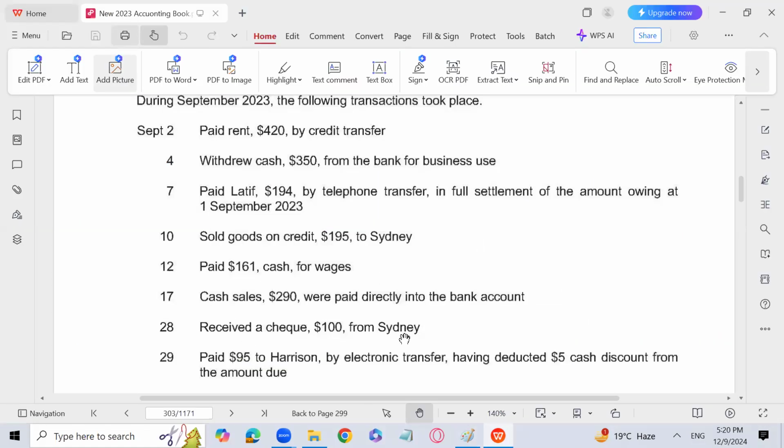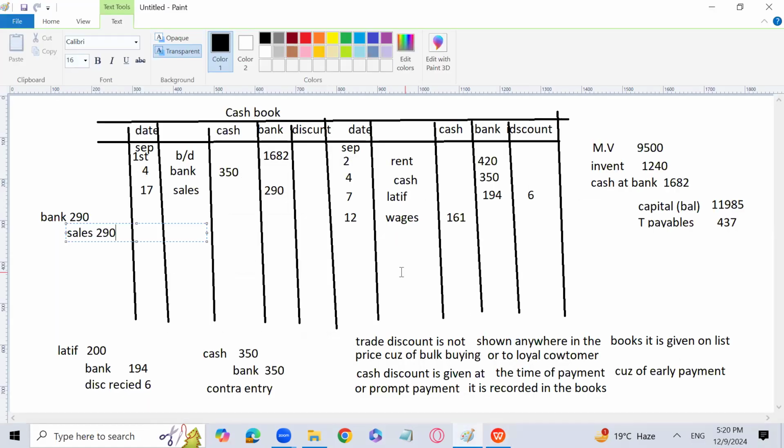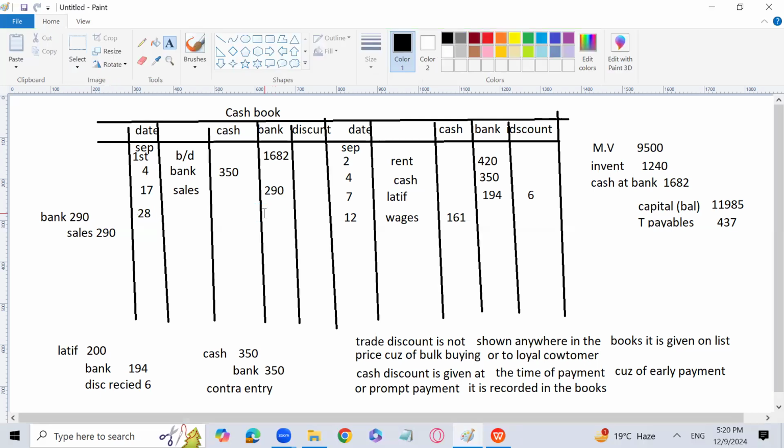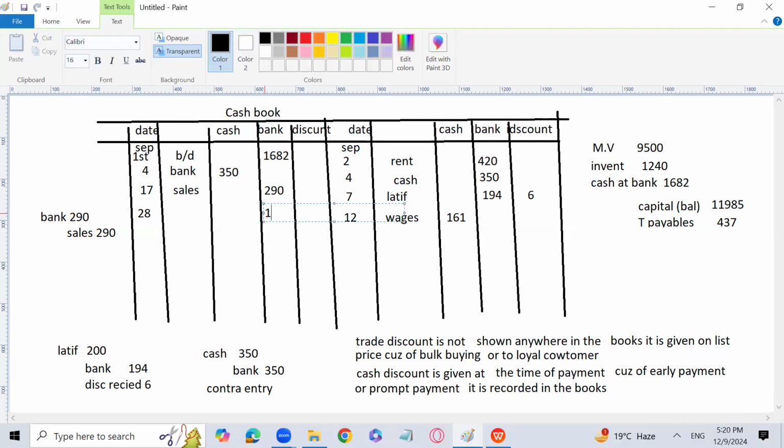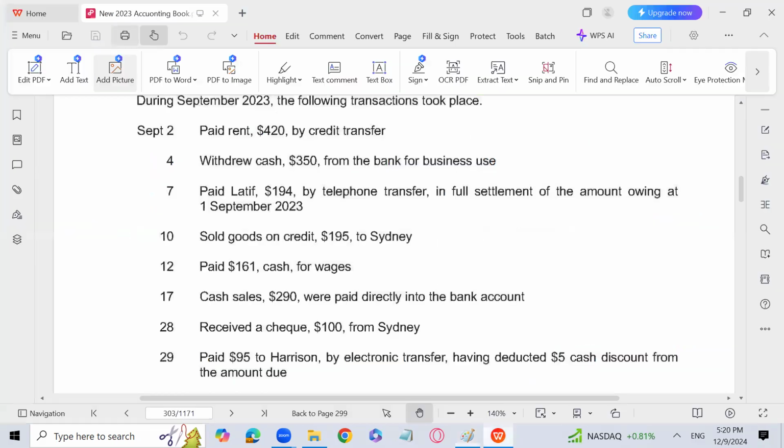Received a check for 100 from Sydney. Now it will come as bank debit and Sydney credit on the 28th. So bank is going to be debited on the 28th by 100, because we have received the amount of 100 from Sydney. The bank column is going to be debited by 100 because of Sydney. So I will write the name Sydney on the 28th with reference to Sydney.